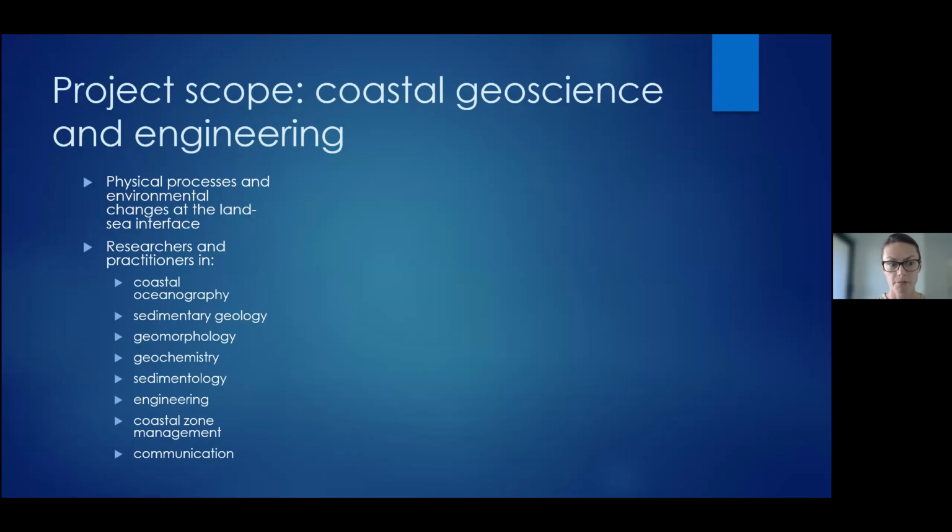So we've got a list here of people who we would consider coastal geoscience and engineering researchers and practitioners, and they cover things like coastal oceanography, sedimentary geology, geomorphology, geochemistry, sedimentology, engineering, coastal zone management, and communication. And we've included things like coastal zone management and communication in this project scope because that's actually how we drive outcomes, by having these people involved in this community.